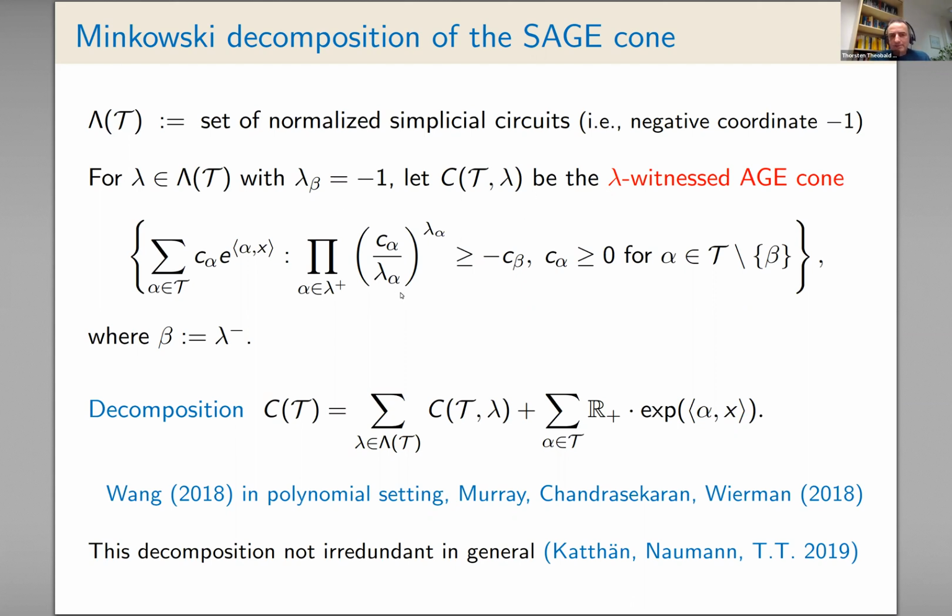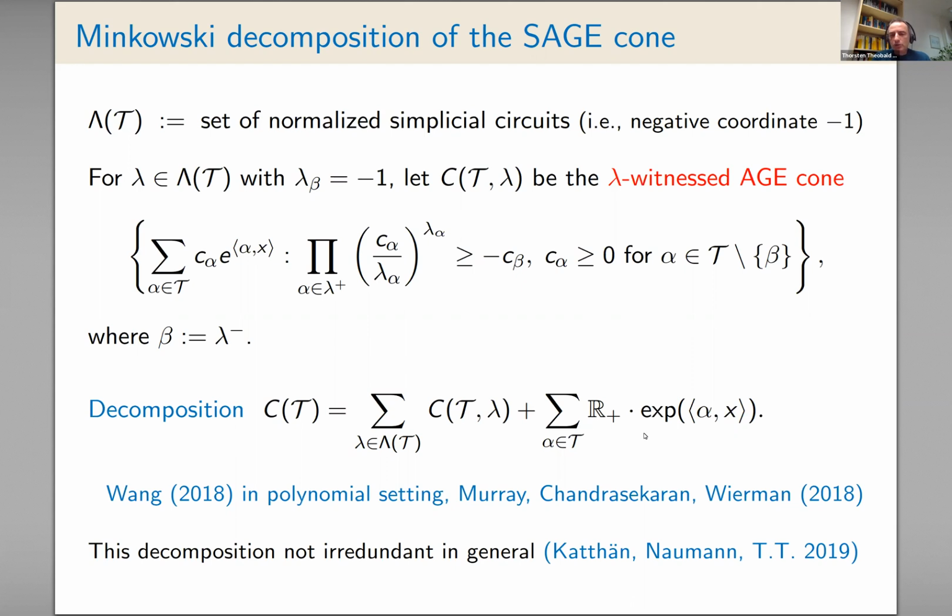So the exact definition is not relevant so much. What is important is once we have that, the Sage cone can be decomposed into the Minkowski sum of all these circuit-witnessed H cones.